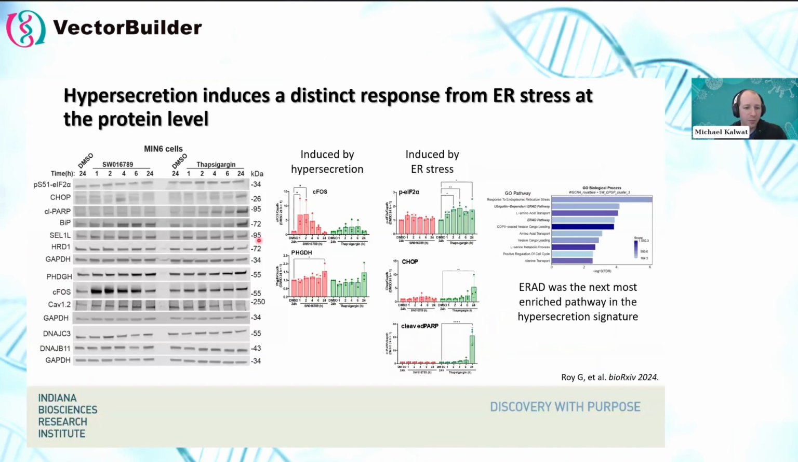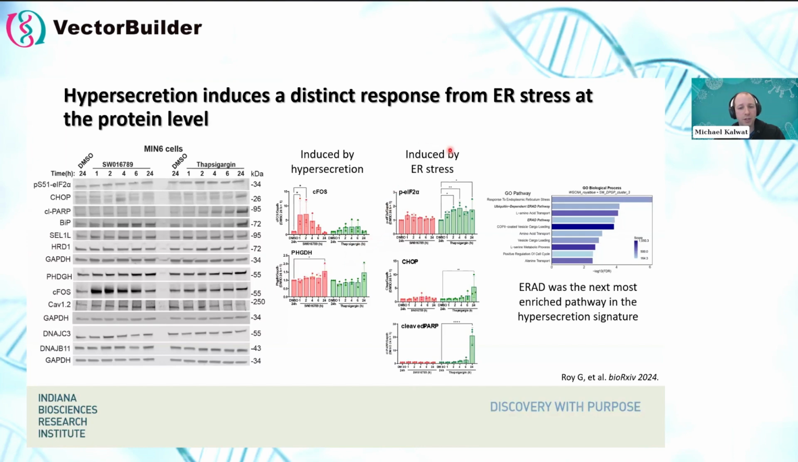So on top of that, we had checked by Western blot a lot of different readouts of ER stress. I know there are a lot of blots shown here, so let me just direct your attention to the pathways that we did see altered. In response to hypersecretion, we saw elevated immediate early response genes like CFOS, which are known to be increased in response to calcium influx. So this occurred pretty robustly, whereas thapsigargin did not really induce this response. And we also saw induction of some downstream response genes like the serine metabolism pathway gene PHGDH.